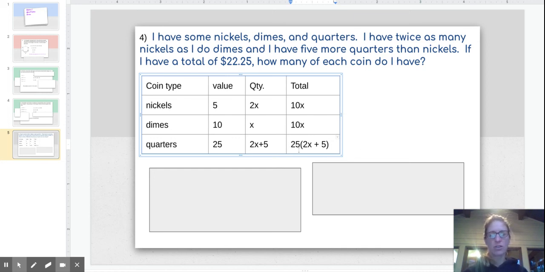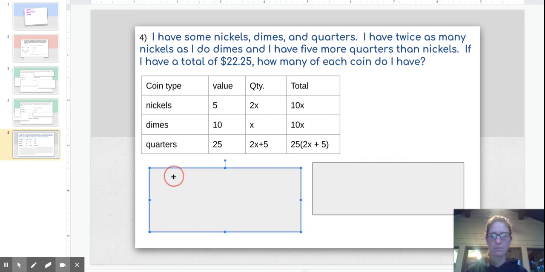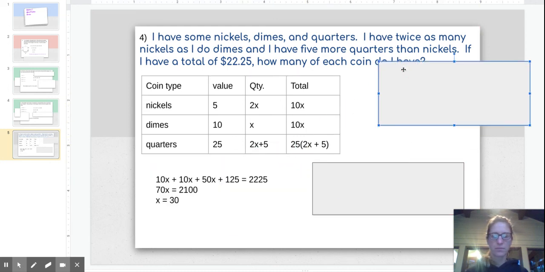We take everything in the total column, and that's going to add up to the total amount of money that I have. Take away the decimal point. So there's my equation. The 10x, and this, which I distributed, 50x plus 125 equals 2225. Solve that, I get x equals 30.